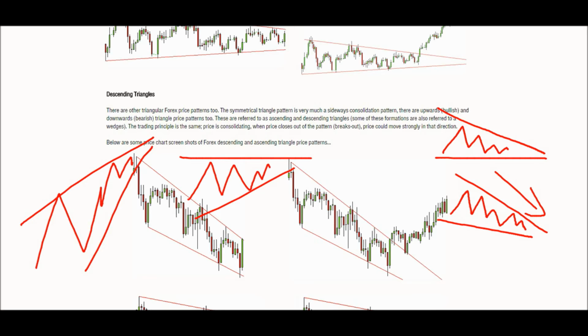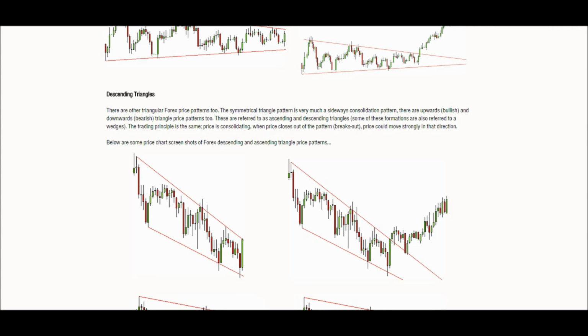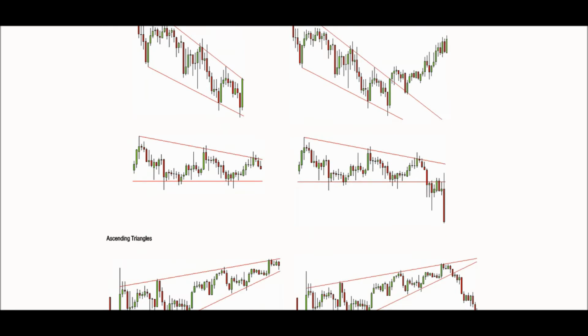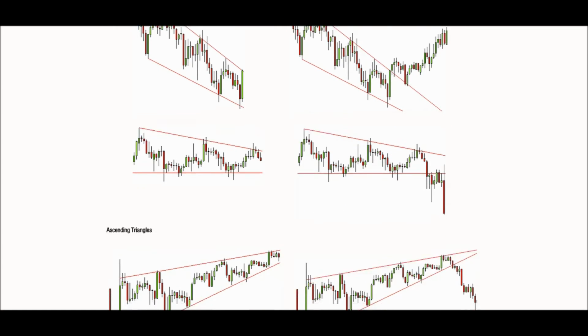And some of these triangles are referred to as wedges, and they have other names too, but we have some examples here. So price is being squeezed but moving down with this trend resistance or diagonal resistance and diagonal support. We break out and move higher. Same sort of thing, break out, move lower.